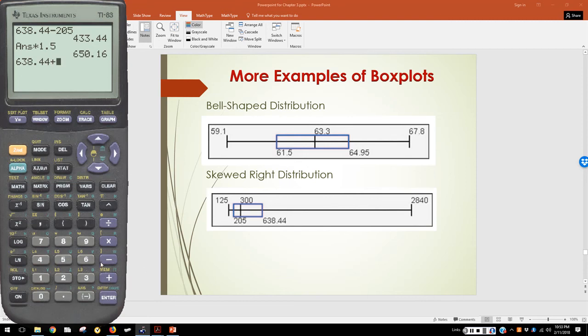to the 650.16. I see that I only have, leaving out a zero makes a huge difference, I have 1288.6. Well, 1288.6 is a lot less than 2,840. So 2,840 in this case is an outlier. And we can tell that it's a skewed right distribution because the right whisker of your box plot is a lot longer than all the rest of the box plot combined.